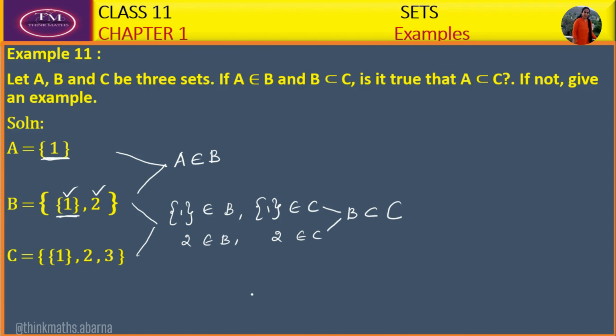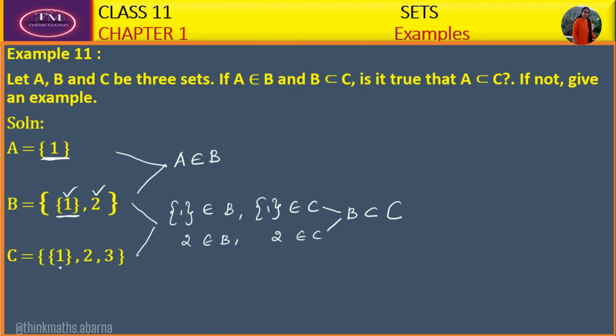Okay. So this is the subset relation, and belongs to is the relationship between an element and a set. Here A, the complete set, is in B. So we write A belongs to B. The complete set is inside the set B. So A belongs to B. So what are the elements in B? The set {1} and 2.